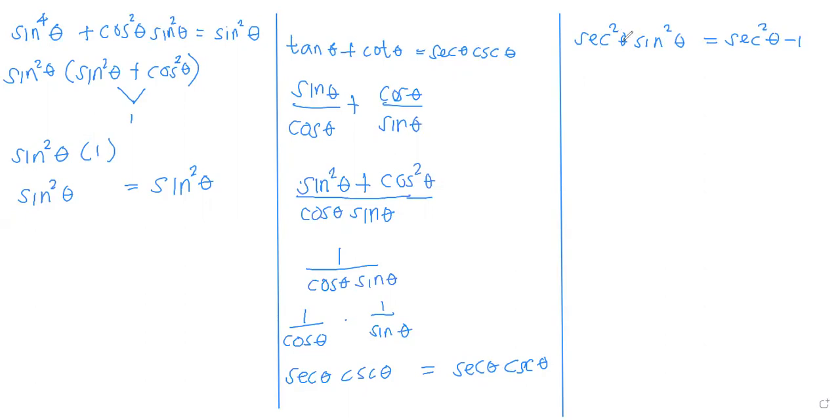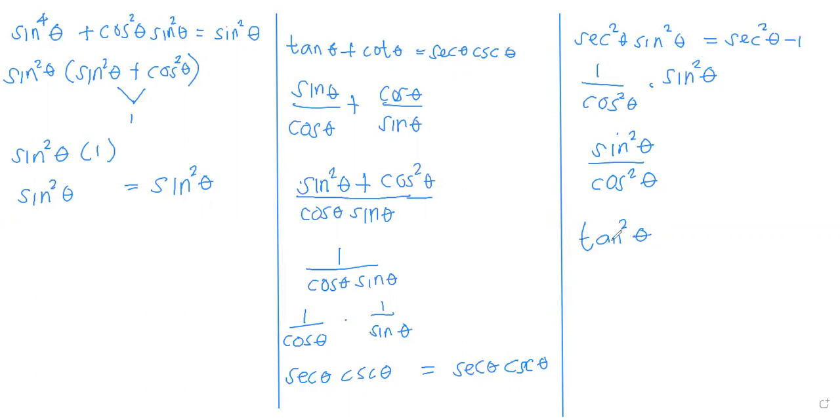So what we have here is secant squared theta multiplied by sine squared theta is equal to secant squared theta minus 1. Okay, so what I'm going to do here is I'll transform secant squared theta into 1 over cosine squared theta, multiply that by sine squared theta. So basically, I now have sine squared theta over cosine squared theta. And another way of expressing sine squared over cosine squared is tangent squared theta.